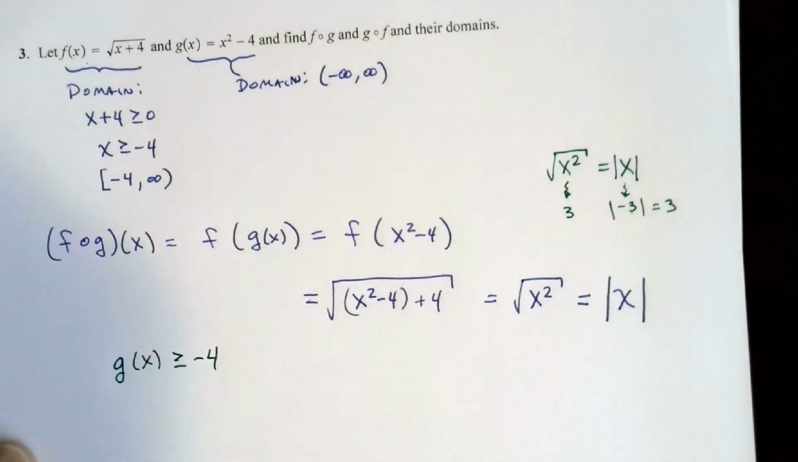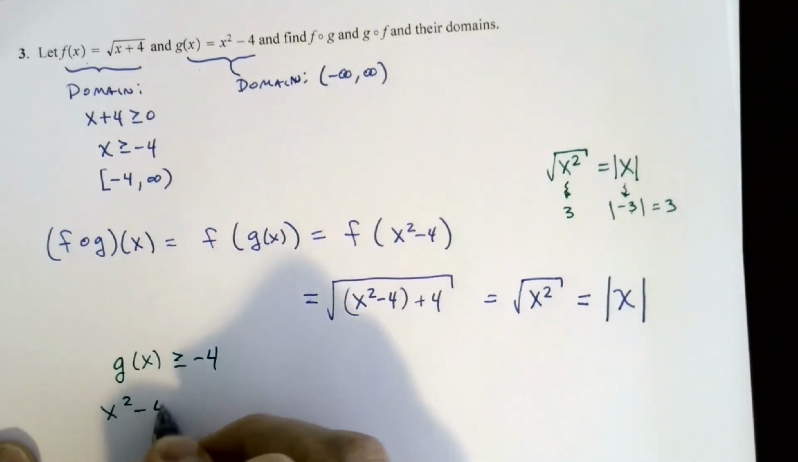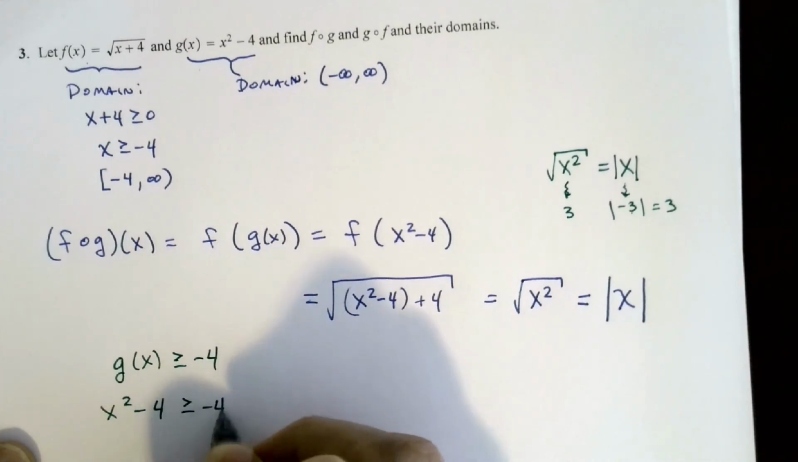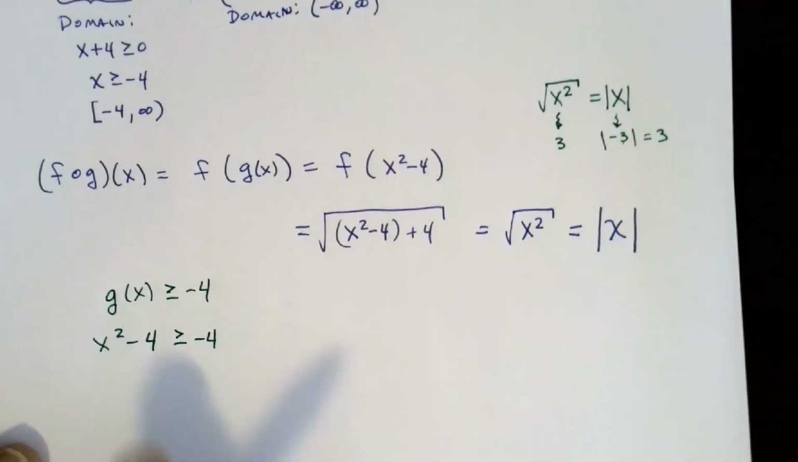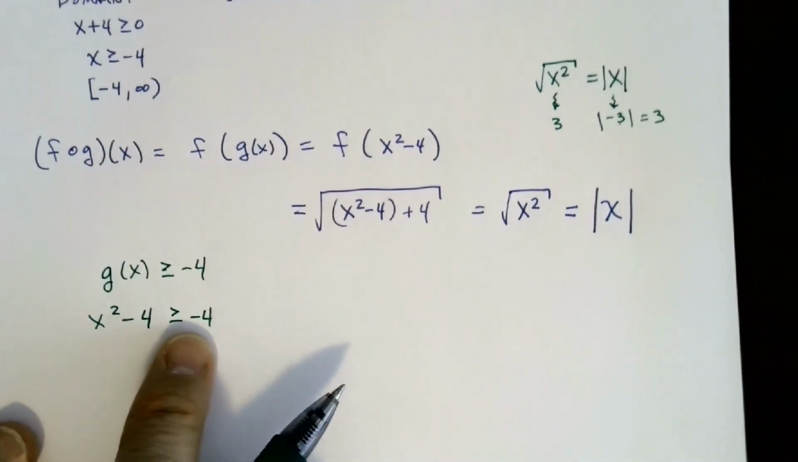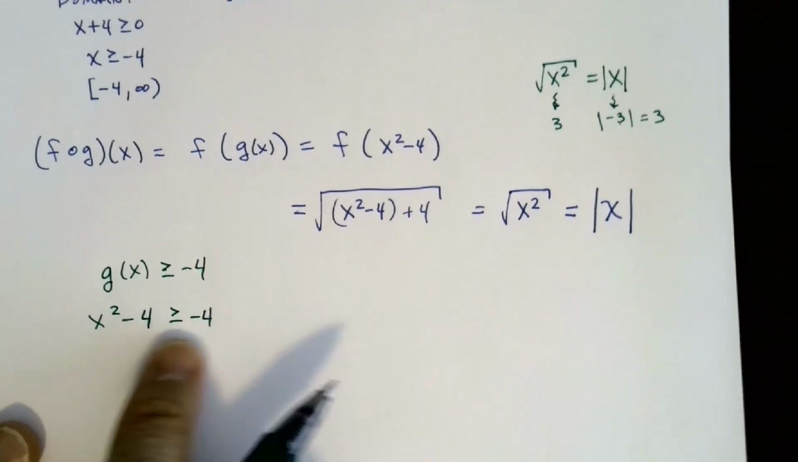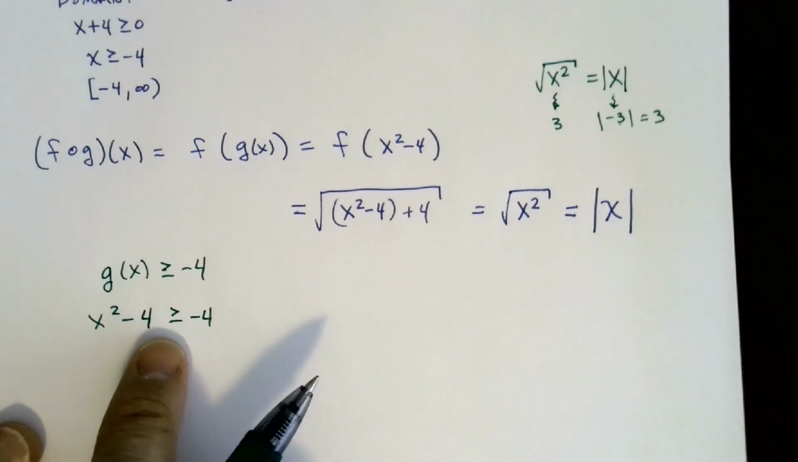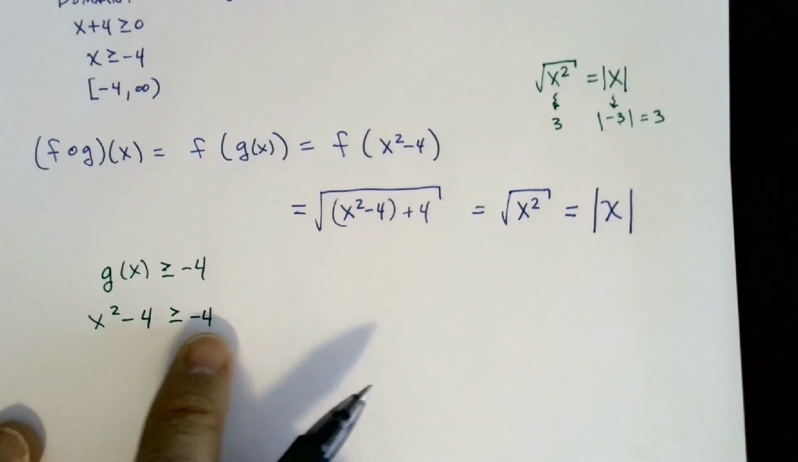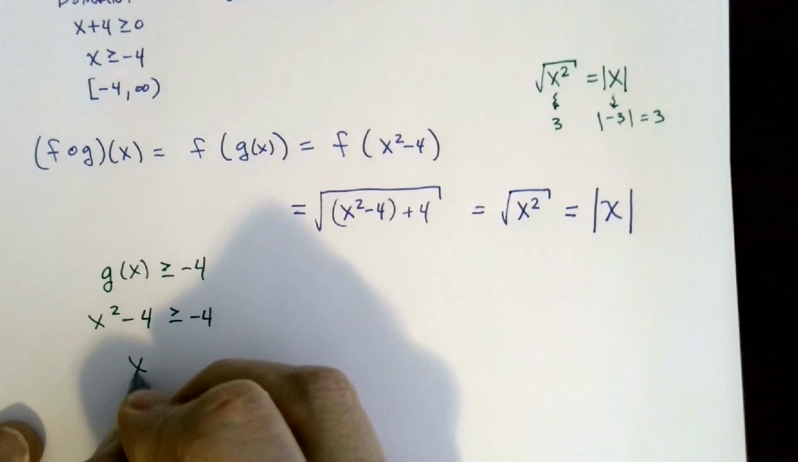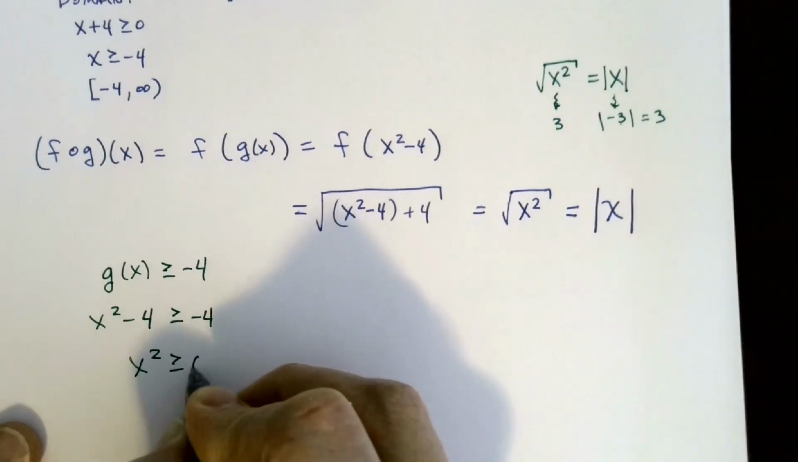Well, what is g of x? g of x is x squared minus 4. Okay, well, look at that inequality. This is not a linear inequality, it's a polynomial inequality, which we talked about previously. What do I want to do here? Get 0 over here, right? Well, I can add 4 to both sides, and I get x squared is greater than or equal to 0.